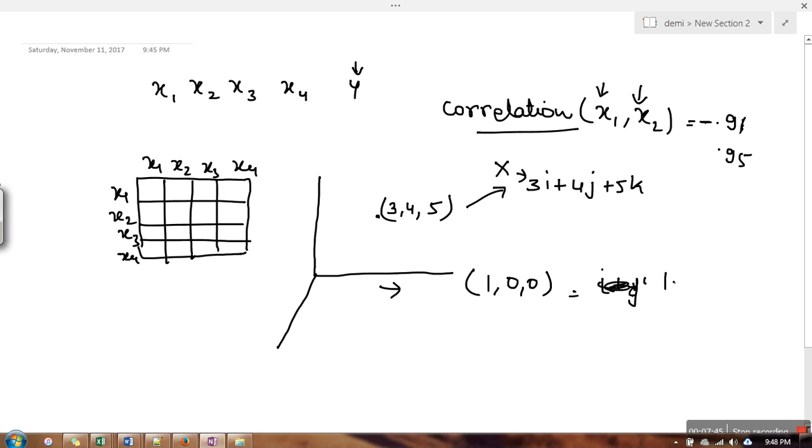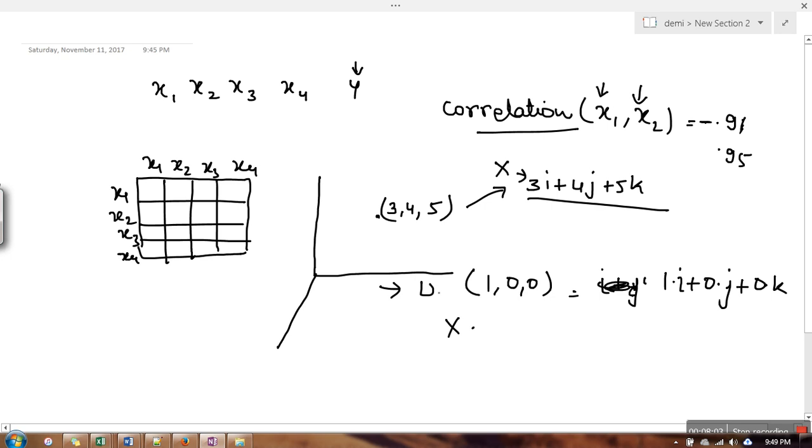Let me write here 1 dot i, 0 dot j and 0 dot k. So if we want to find out the projection of this vector in the direction of x, we can simply perform a dot product between x and this input x, and let's say this is the direction u. Now if we have these two in the form of matrices, this is the value of x, a vector, and u, which is the direction.